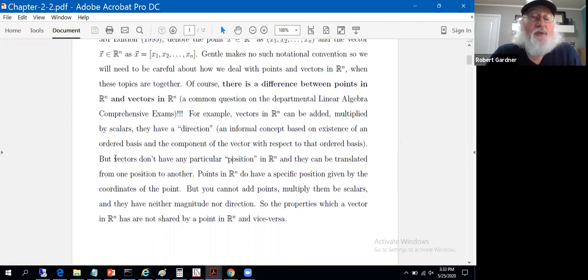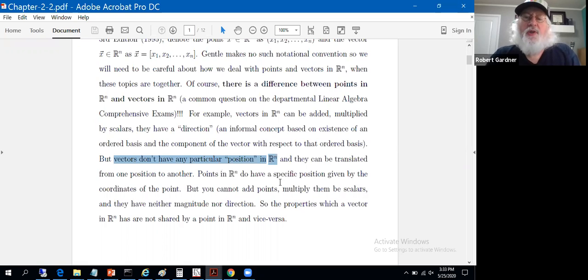Vectors don't have position. Vector in Rn, you can put it anywhere. Of course, we're going to want to represent them with arrows and all that stuff that you're used to. But we can put those arrows anywhere as long as we preserve their magnitude and direction. So vectors don't have a particular position. Points are nothing but position.